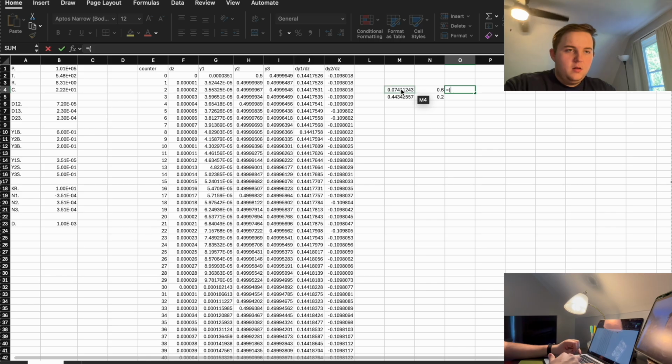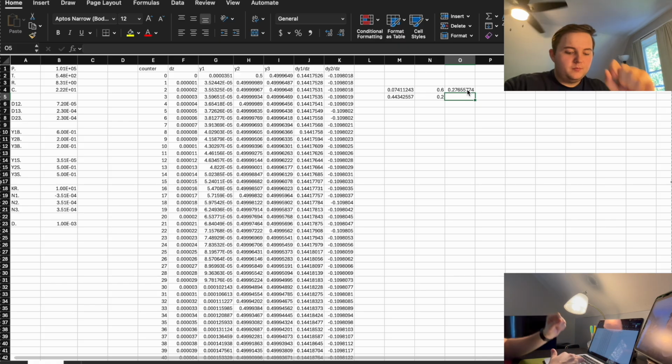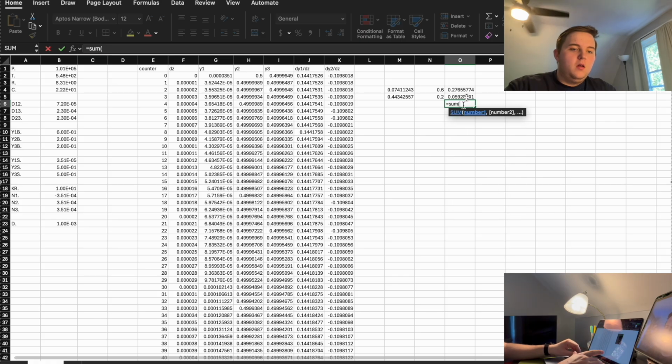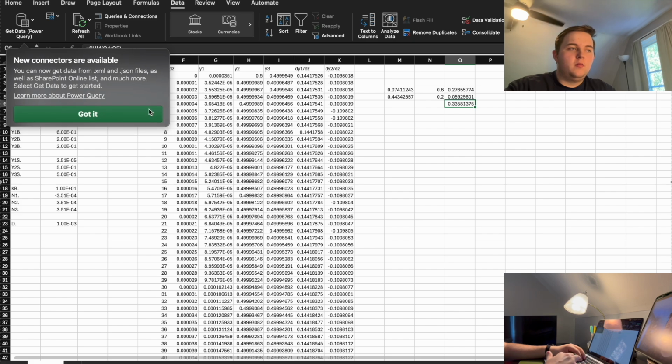And then we can do this, and then minus this squared. So that's our squared value. And then there we go. And then we can just do the sum of these to get our sum squared value. And then that's what we're going to use for our solver. So now we can go into solver. So Data, Solver.